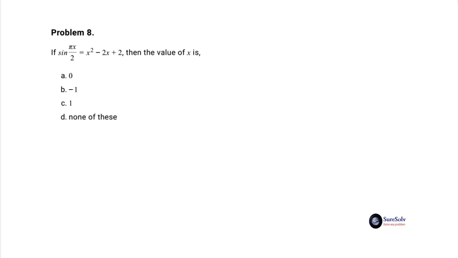Question 8 is, if sin pi x by 2 equal to x square minus 2x plus 2, then the value of x is option A 0, option B minus 1, option C 1 and option D none of these. We discover the key pattern in the RHS of the given expression. We reorganize the RHS as sin pi x by 2 equal to x square minus 2x plus 2 equal to x minus 1 whole square plus 1.